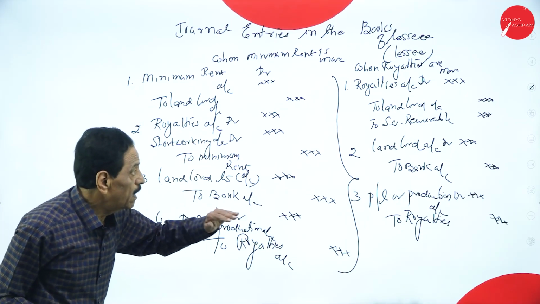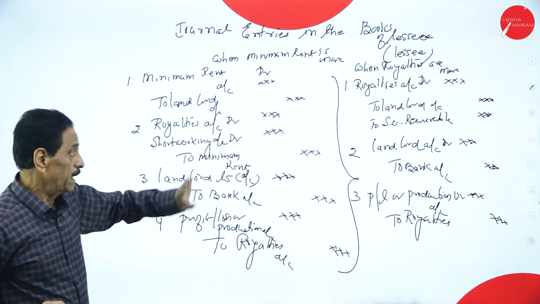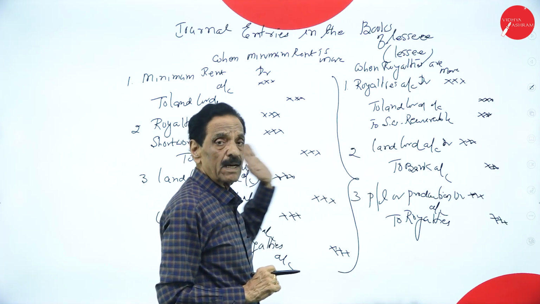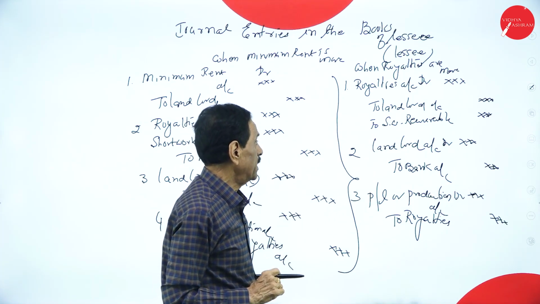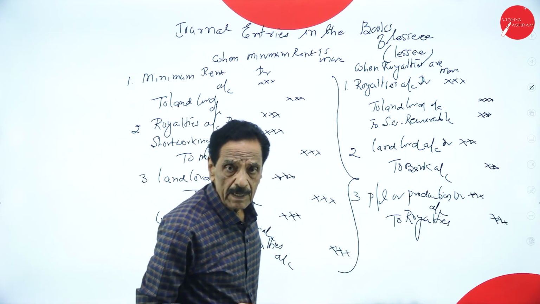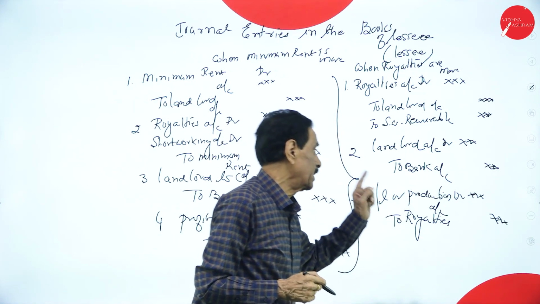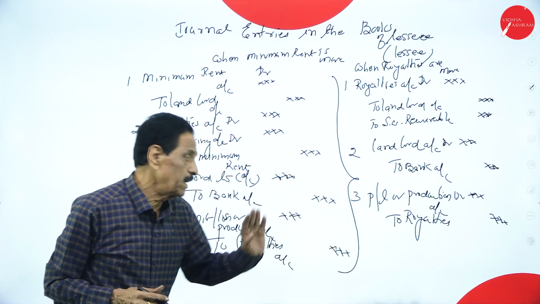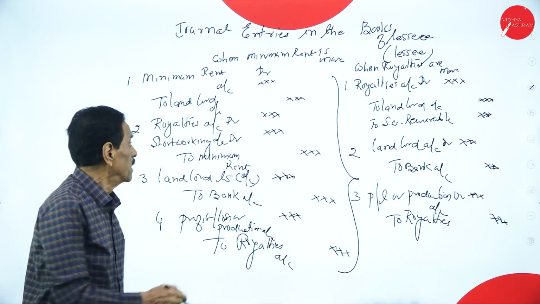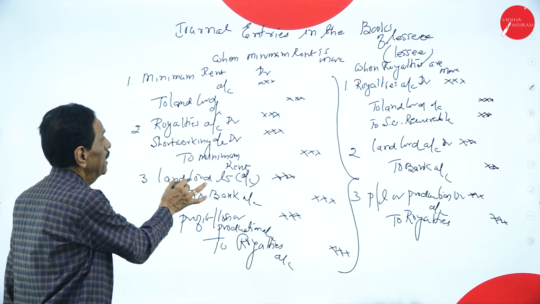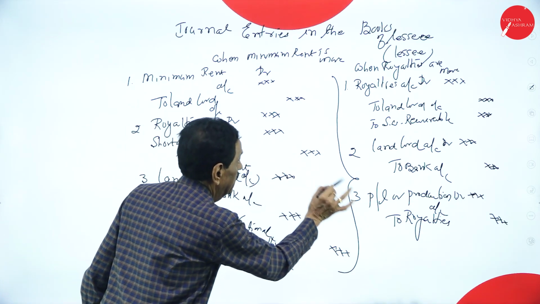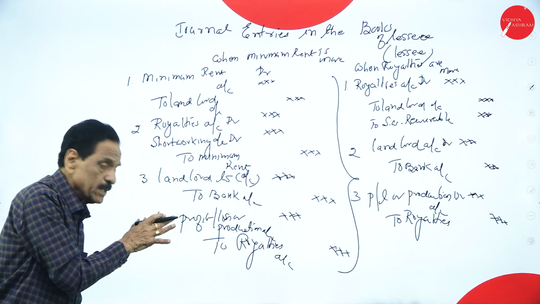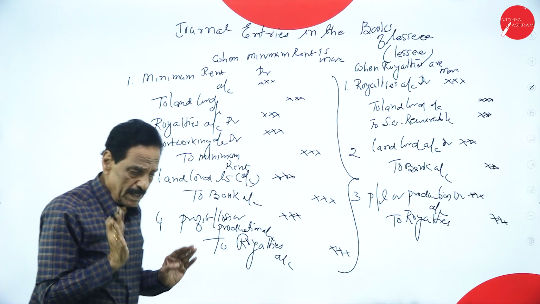So when royalties are more, the entry will be royalties account debtor to landlord account, to short working account. When you pay the landlord, landlord account debtor to bank. Transfer entry: production or profit and loss account debtor to royalty. This is the entry when minimum rent is more. This is the entry when the royalties are more. Now, depending on this, we are going to prepare the ledger.